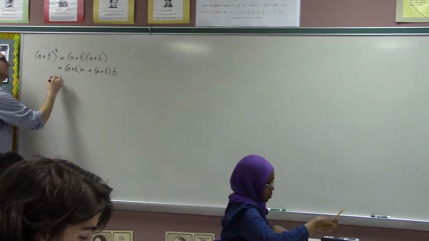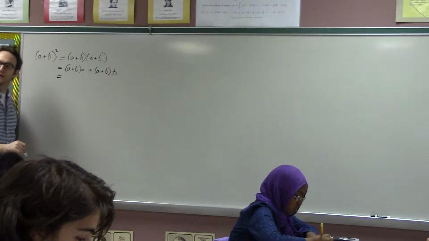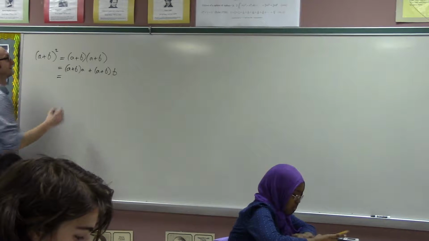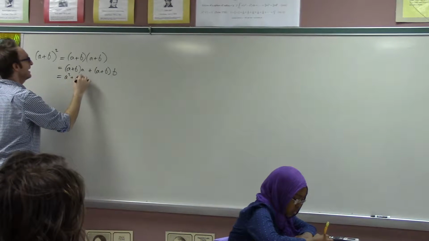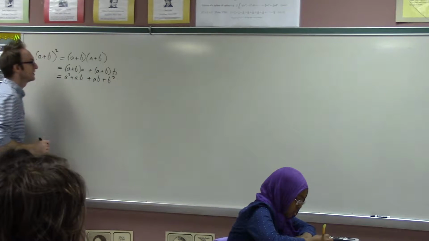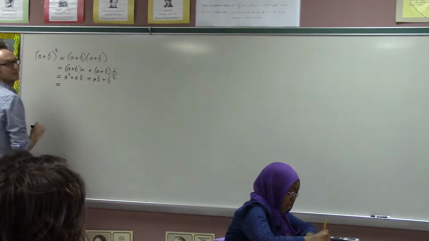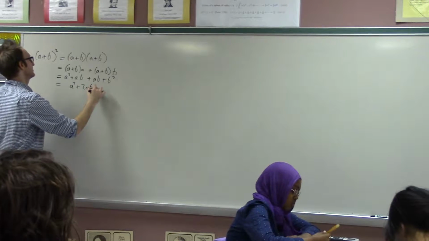And now I apply the distributive property 2 more times. Some people might call this foiling. I call it applying the distributive property 3 times. First once, and now again. And now, if you so desire, we may combine like terms. And that seems to be what Ben was talking about. So we have a squared plus 2ab plus b squared.